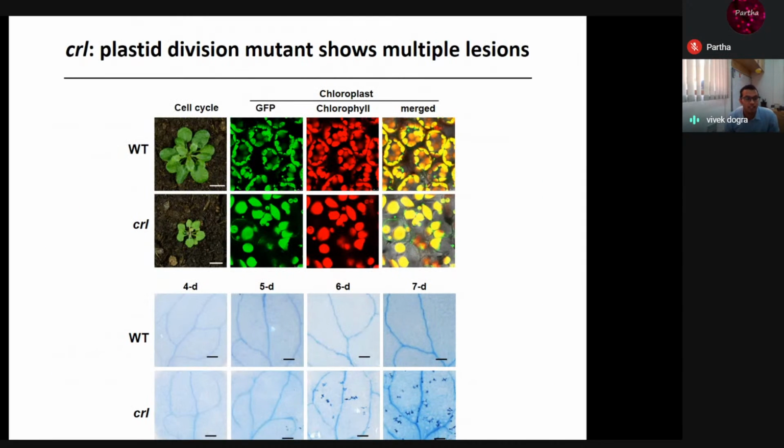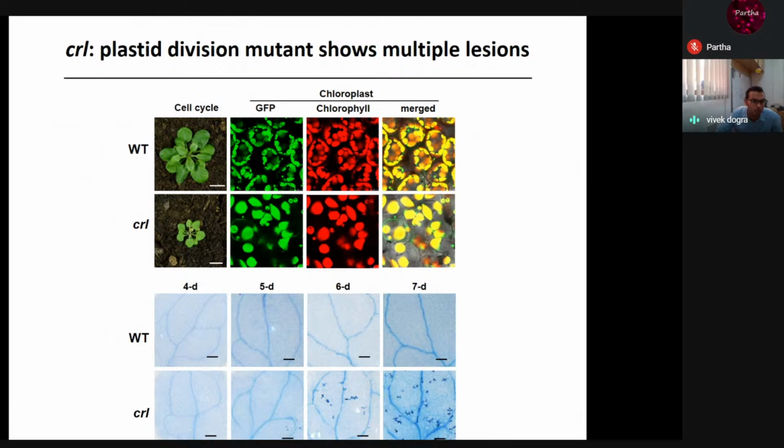Then we actually started working on that, and we found that this CRL mutant has multiple lesions, multiple problems. Those problems included a cell cycle defect. Loss of this protein also made the chloroplast bigger. So see, this is one example of the wild type cell.